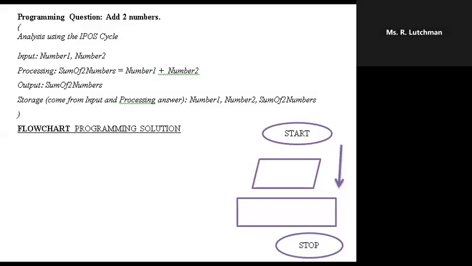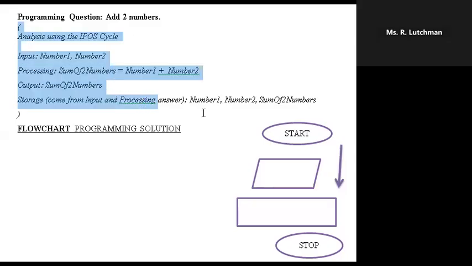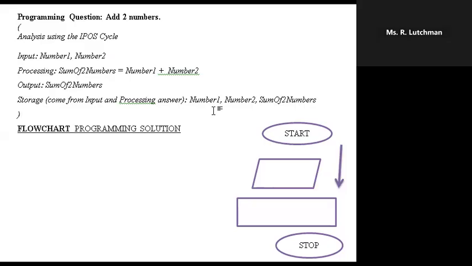Next, we're looking at a flowchart programming solution. So, reminder that we are working on the programming question or problem to figure out how to add two numbers. We already did an analysis using the IPS cycle. We just looked at a narrative programming solution, which looked at input, processing, and output. And now we're moving to flowchart.